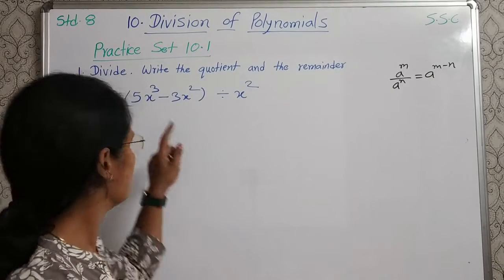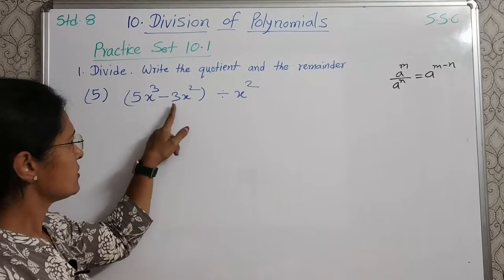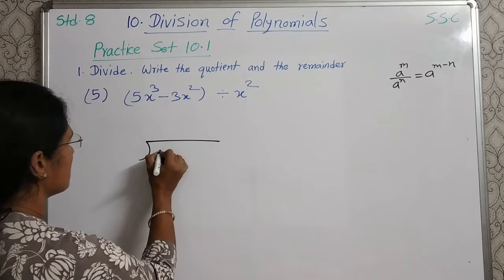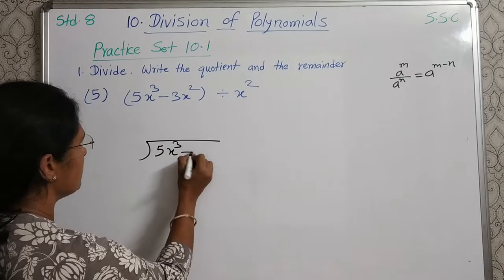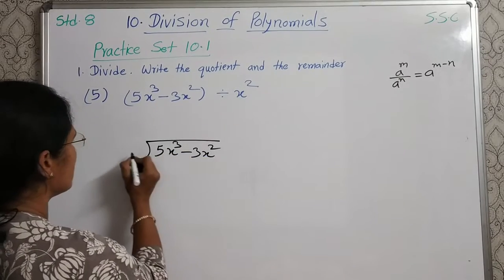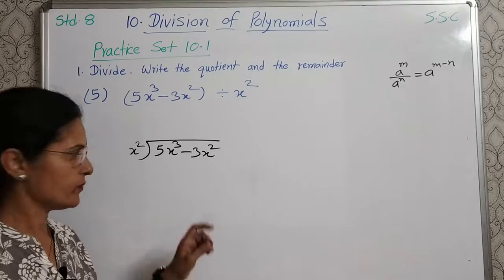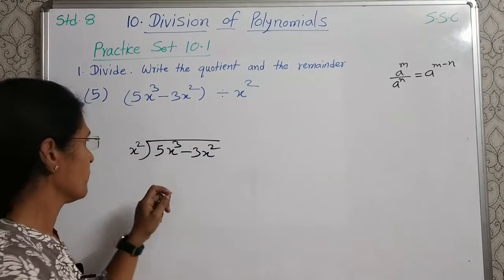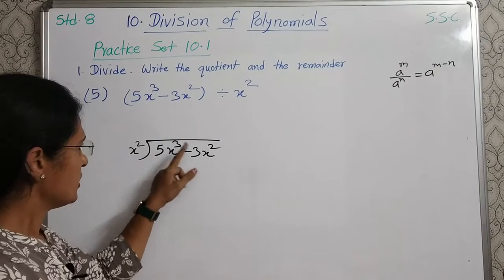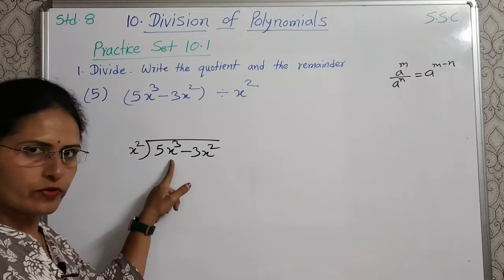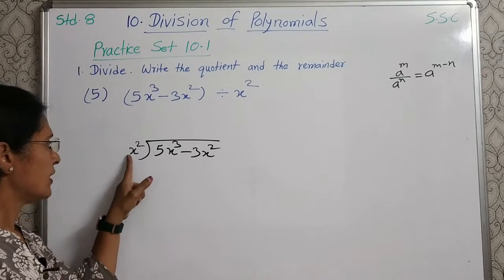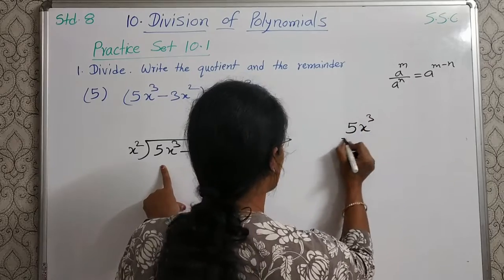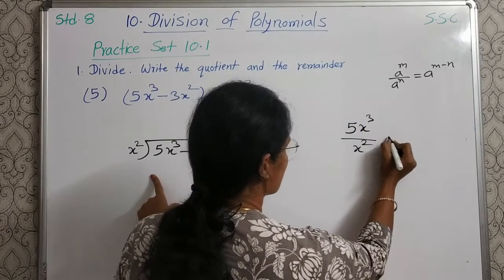Sum number 5. 5x cube minus 3x square divided by x square. So write here 5x cube minus 3x square divided by x square. Now this is a binomial divided by monomial. So first, from this binomial we will take the first term and divide it by this divisor. So write here 5x cube divided by x square.